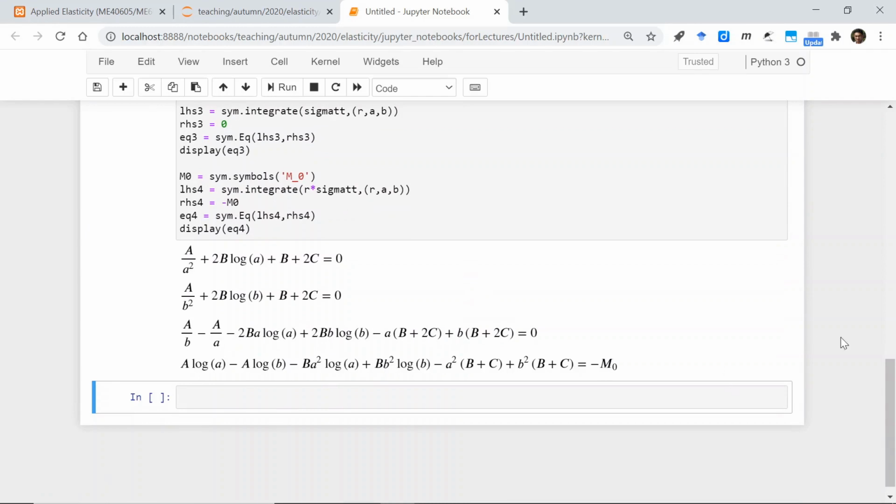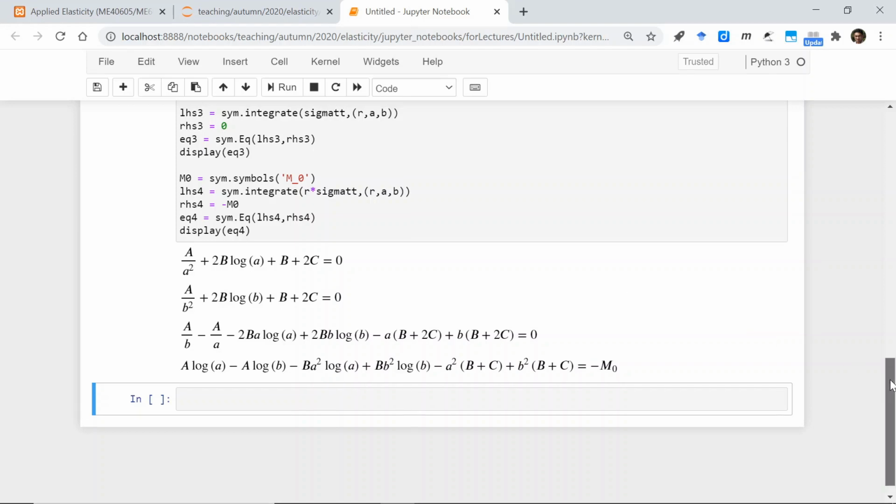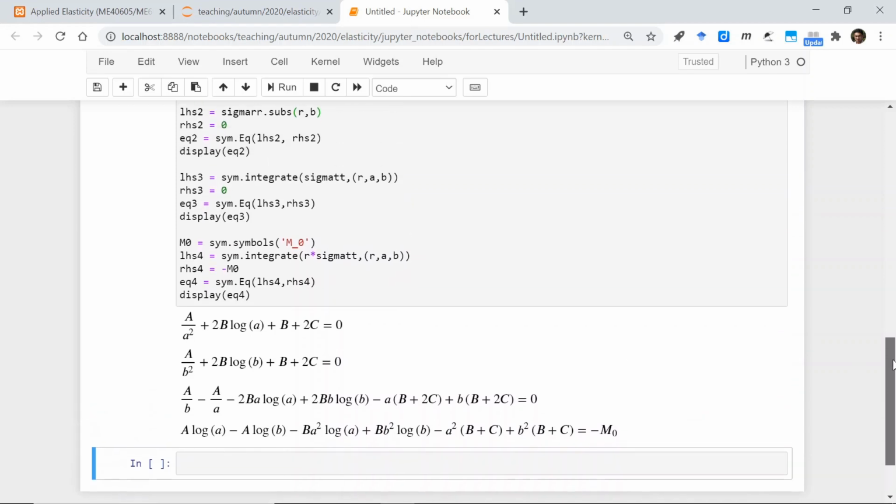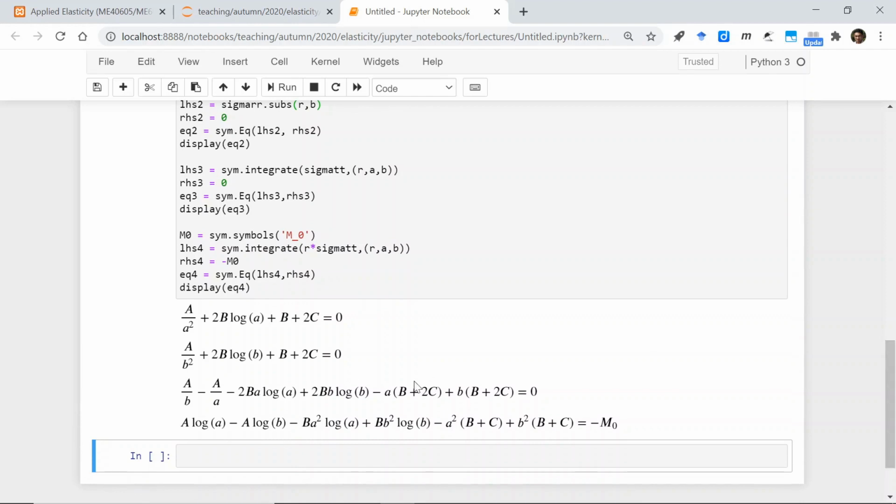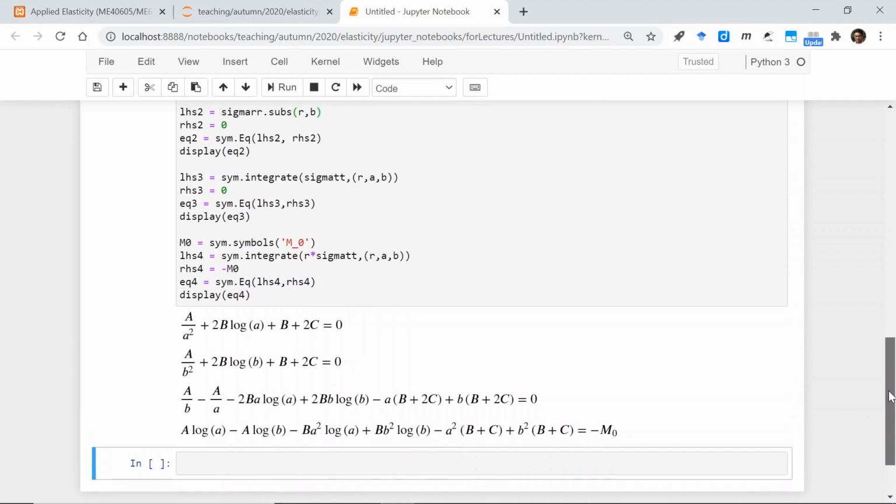All right, so I have four equations, and these four equations are being displayed here. Now please note that they may look a little bit complicated, involving the log and everything, but if you just look at the unknown quantities, this A, B, C, these four equations are very much like linear simultaneous equations involving A, B, and C.